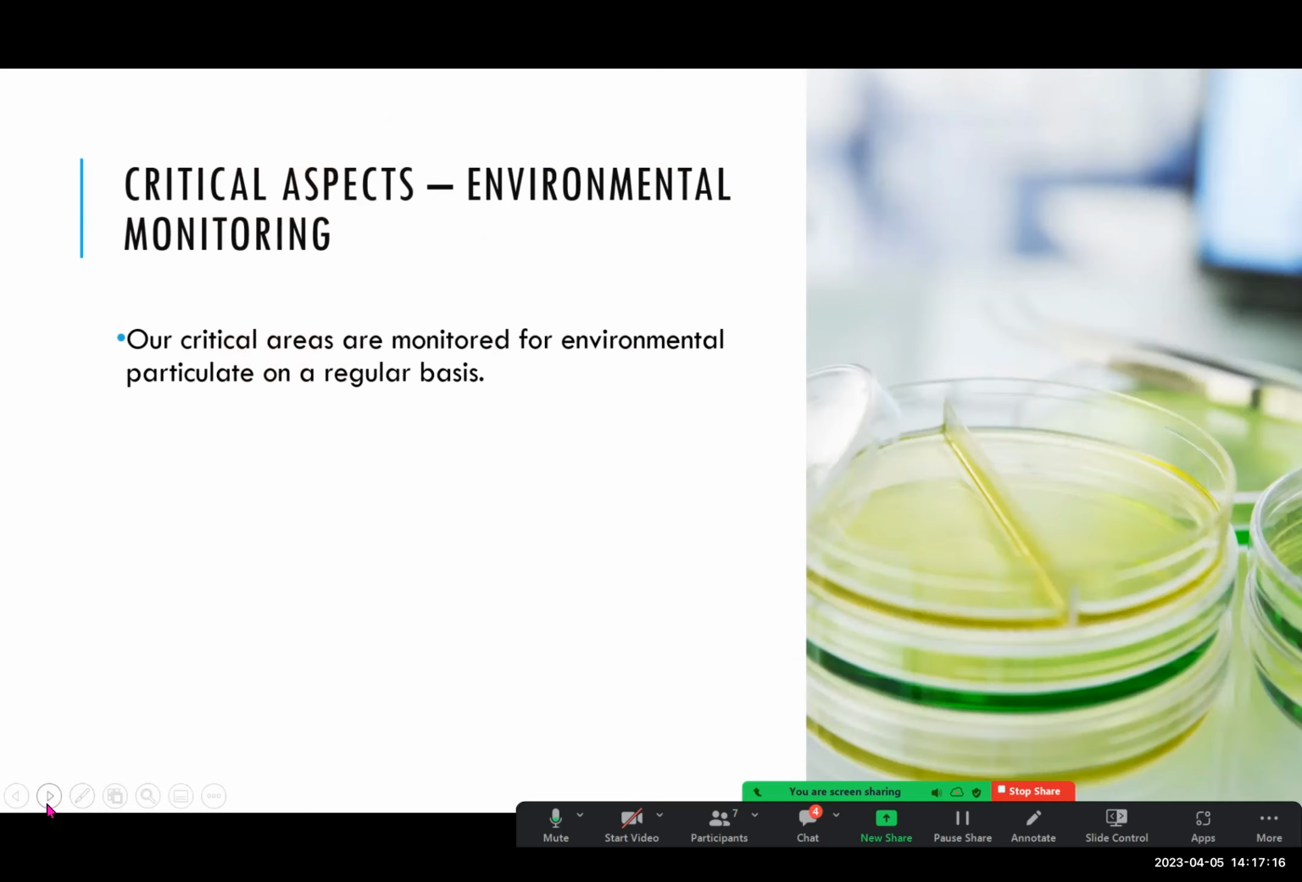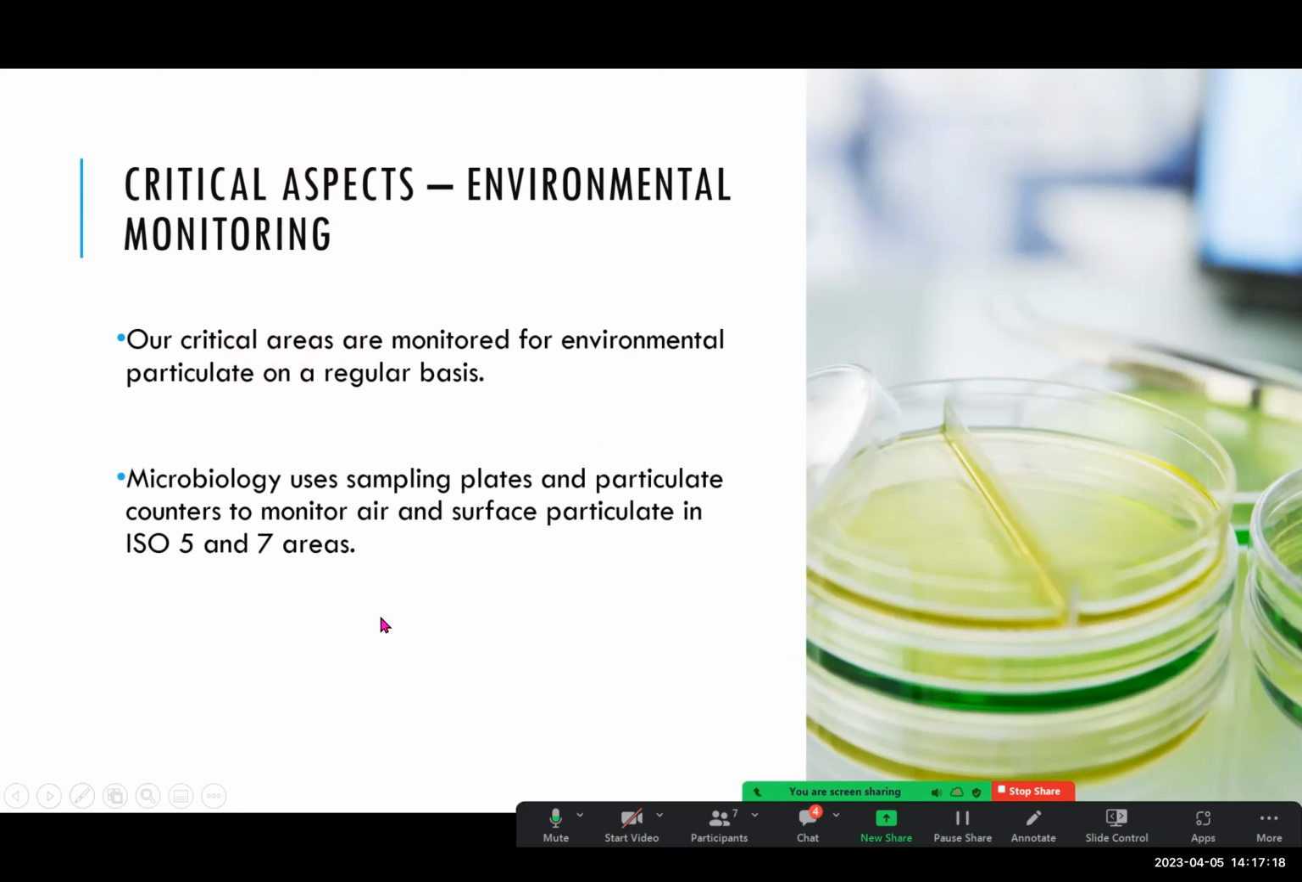So we monitor our critical areas on a regular basis. We use what are called sampling plates and particulate counters. This is a picture of a sampling plate. On this plate is agar. It's basically a form of germ food, like an all-you-can-eat buffet for germs. So if I take that plate and touch it to a surface, it's going to pick up any bacteria that were on that surface.